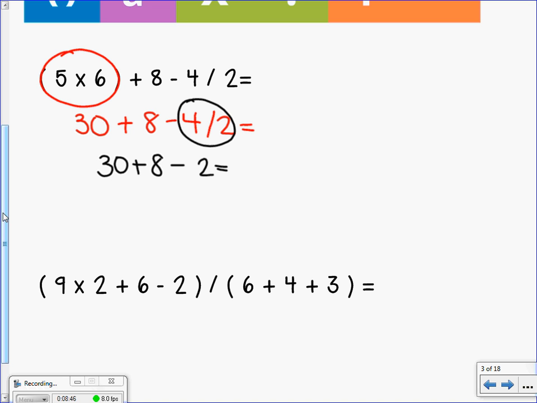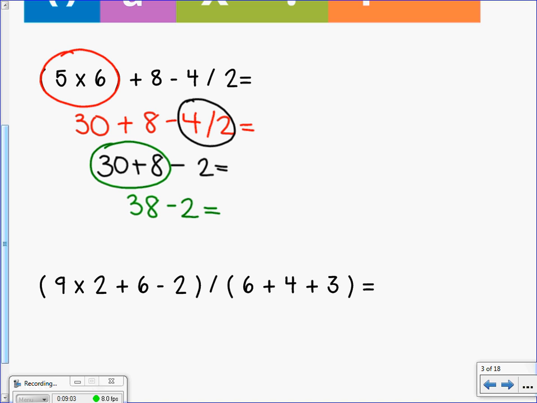Because it's the first one, like if you're reading a book, right? It's the first one on the left. So I know I'm going to do this one next. 30 plus 8 is? 38. 38. Write everything else.